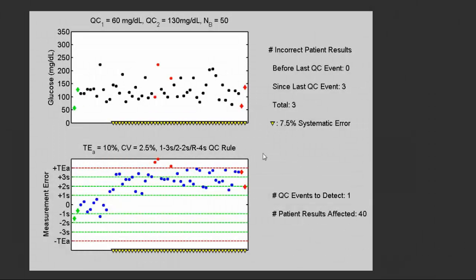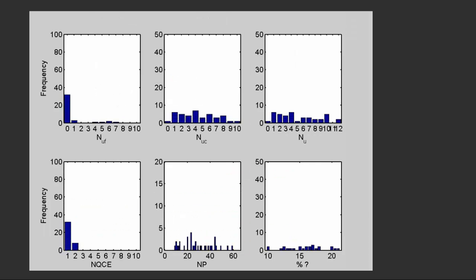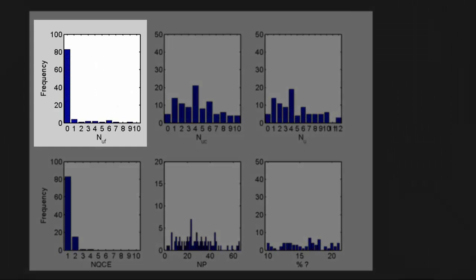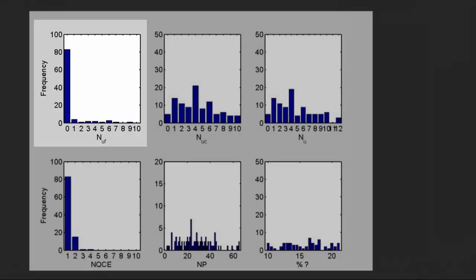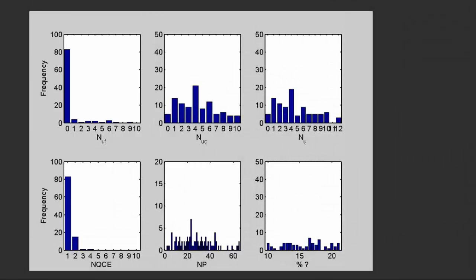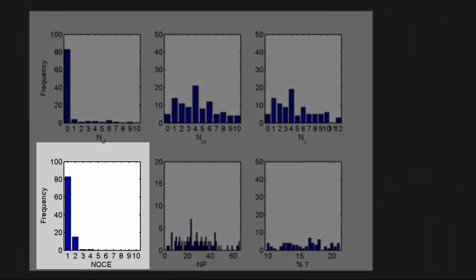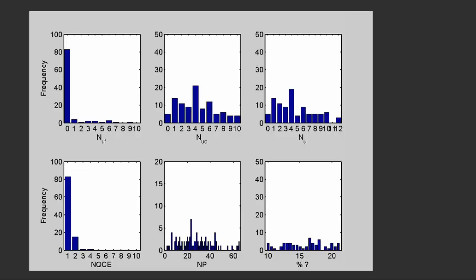Would we expect to get the exact same performance if we did this again? Let's do it 100 times. We find that over 80% of the time, we wouldn't expect any QC results to be unacceptable prior to the last good QC event. This is due to the fact that in over 80% of the cases, we're detecting the out-of-control condition at the next scheduled QC after the out-of-control condition occurs. There are none that are prior.